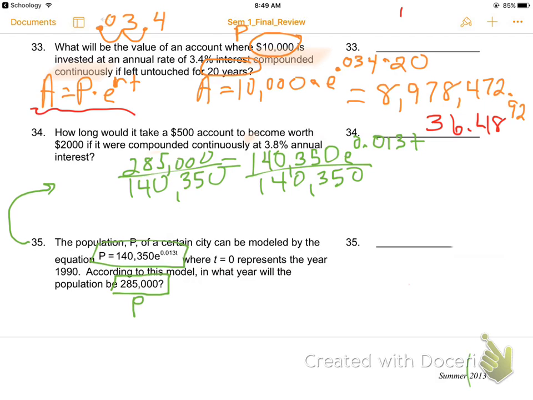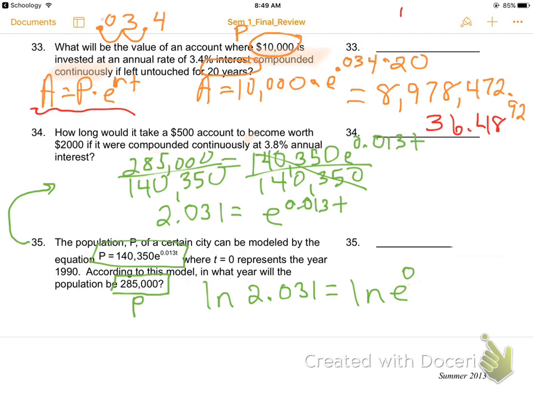Okay, so in my calculator I'm putting 285,000 divided by 140,350. You come up with 2.031 equals, these cancel, e to the 0.013 t power. Now that the base is alone, I simply take the natural log of each side. Again, the natural log because I have an e. So the natural log of 2.031 equals the natural log of e to the 0.013 t power.